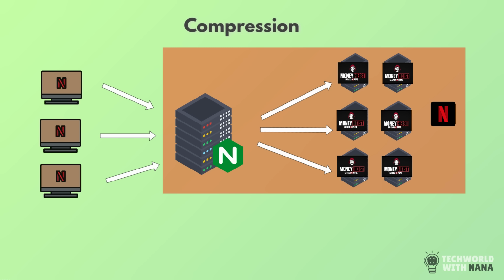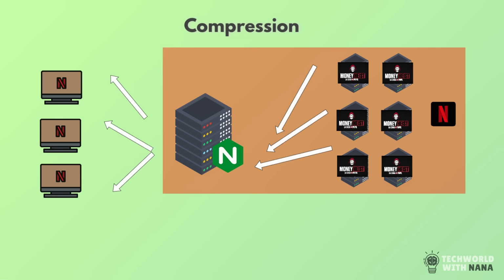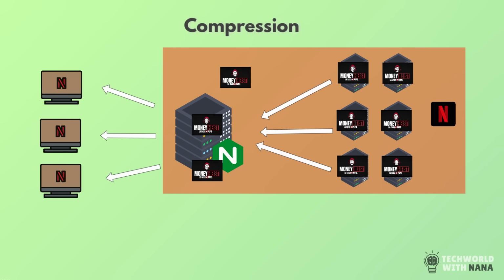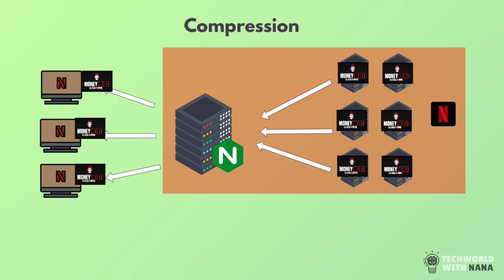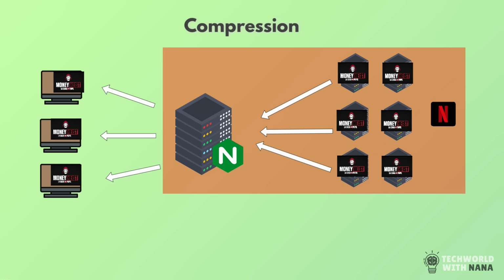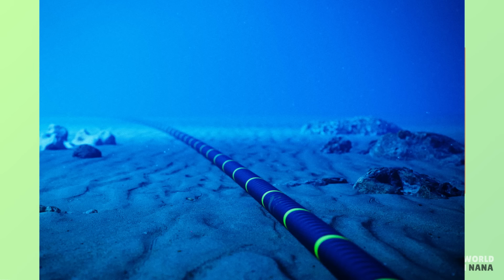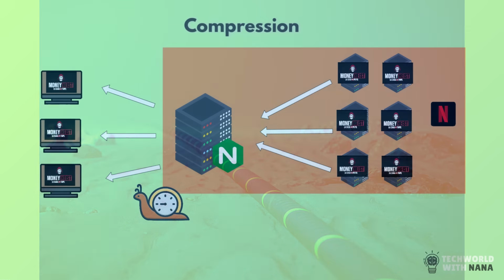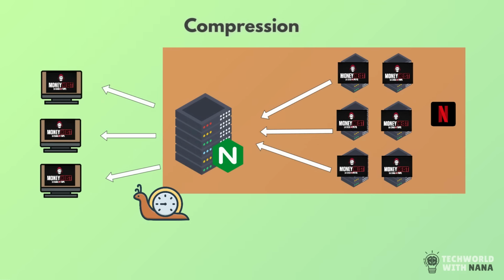So in this case, imagine that Nginx proxy server would have to send back the entire high quality video to millions of users at once. That's a lot of bandwidth. Imagine how long it would take to send it over the internet cables all the way to the TVs of millions of viewers. That's where compression helps.